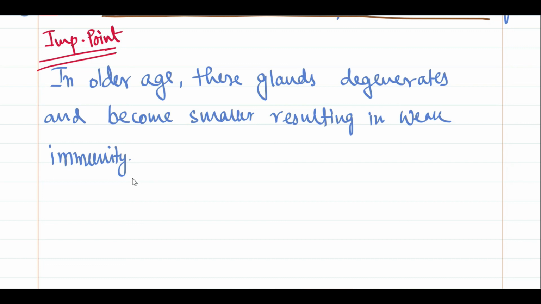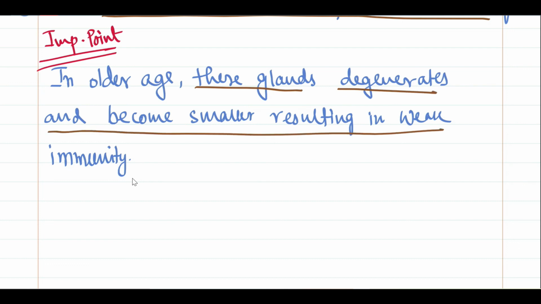We can see that in older persons the immunity is very weak. This is because the thymus gland degenerates and becomes much smaller, resulting in weak immunity. Now this is the end of today's lecture, and in the next lecture we will be discussing the adrenal gland.